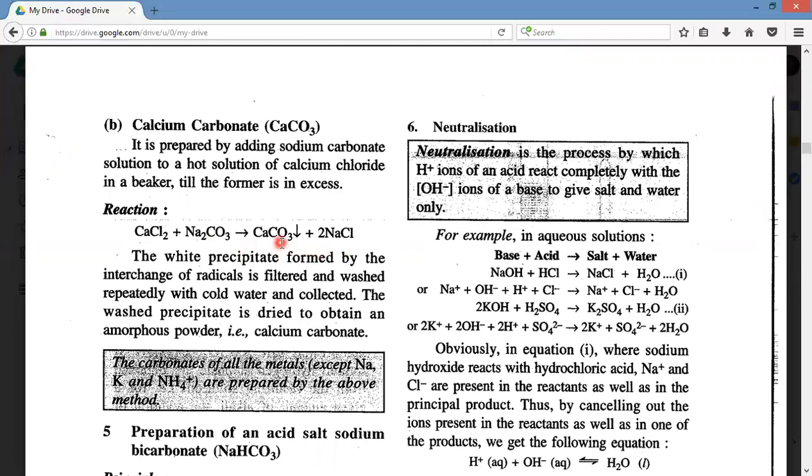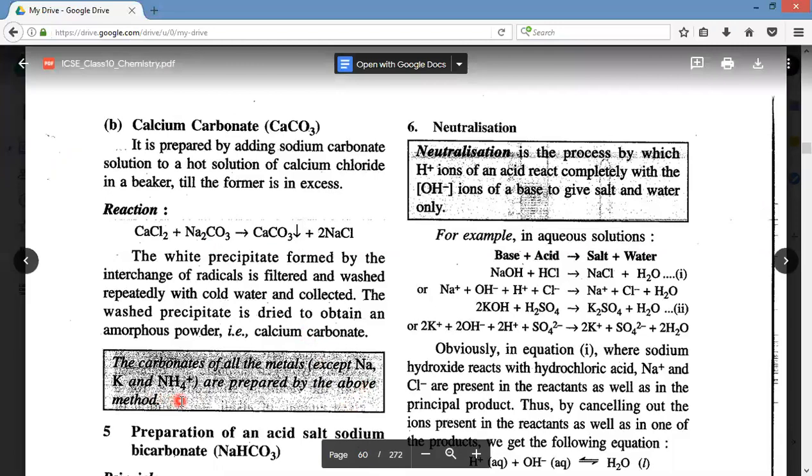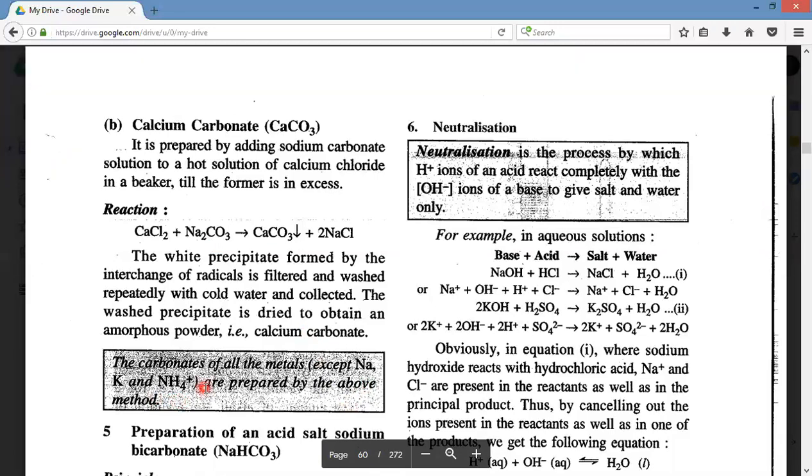When these precipitates are formed, we have to filter it, wash it, and dry it. When we dry it, the amorphous powder of calcium carbonate is formed. By this process, except sodium, potassium, and ammonium, all carbonates are prepared.